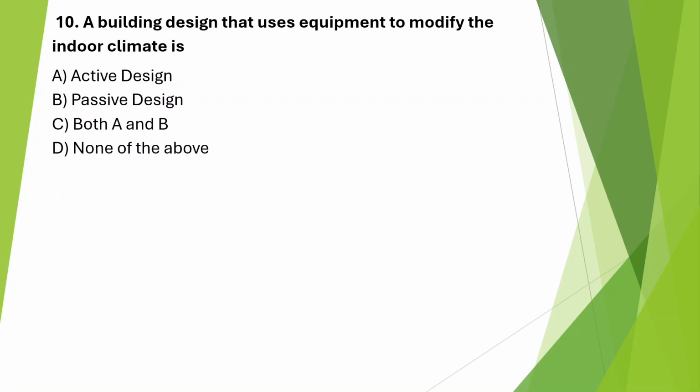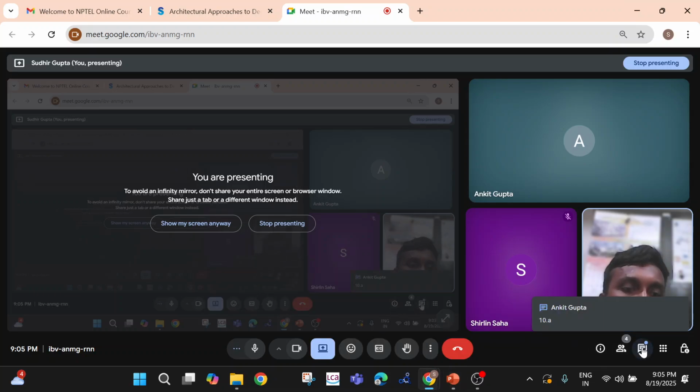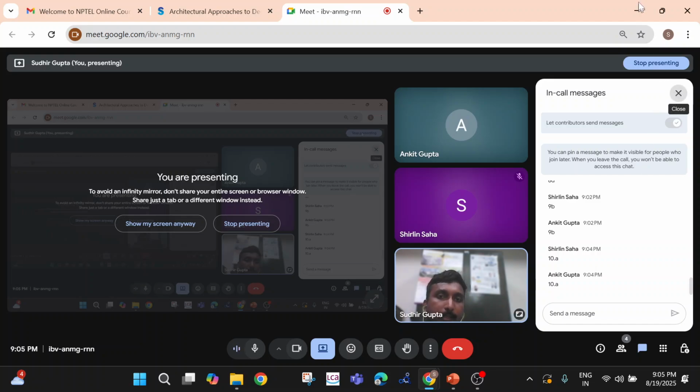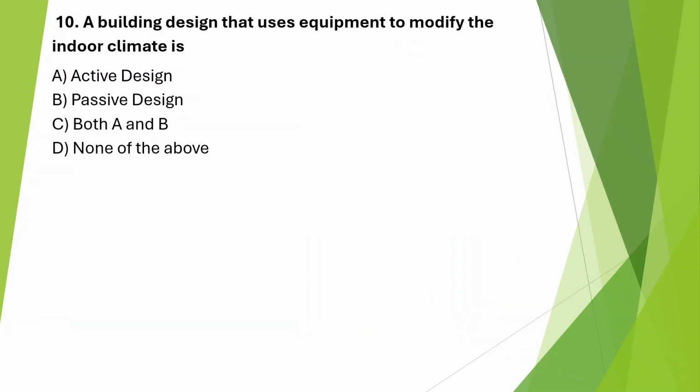So let's move to the 10th question then. Here is the 10th question. A building design that uses equipment to modify the indoor climate is, yeah, it is similar to the previous question, but the previous question was asking about the design strategy that utilizes local climate. Here it is talking about the design strategy that uses equipment to modify the indoor climate. So what should be the correct answer for question number 10? This is a very straightforward question. Based on our discussion on the previous question, all of you should be able to give the answer. And as I can see, most of you have given option A, and whoever has opted option A, they are absolutely correct.